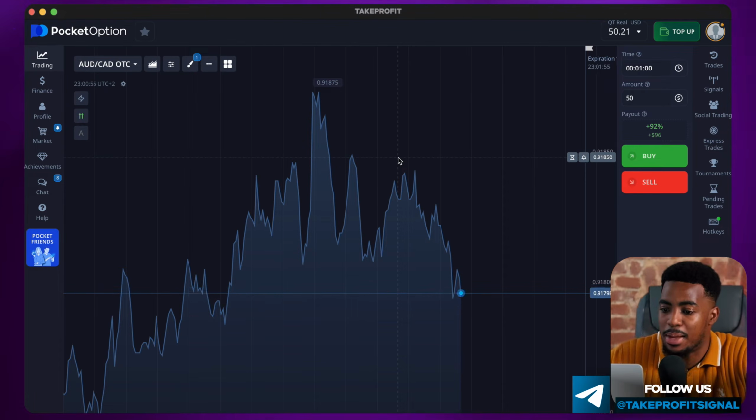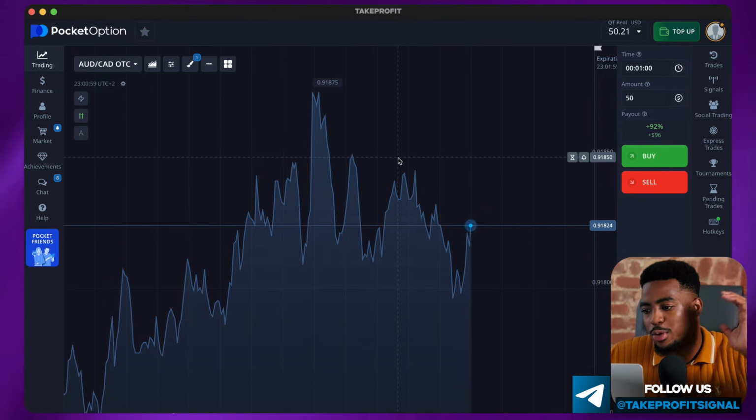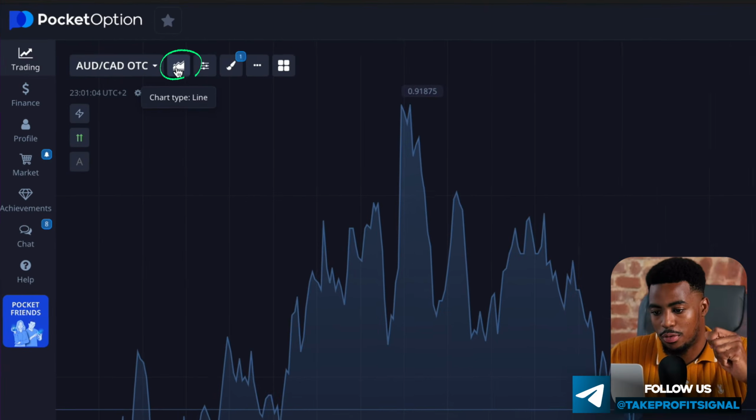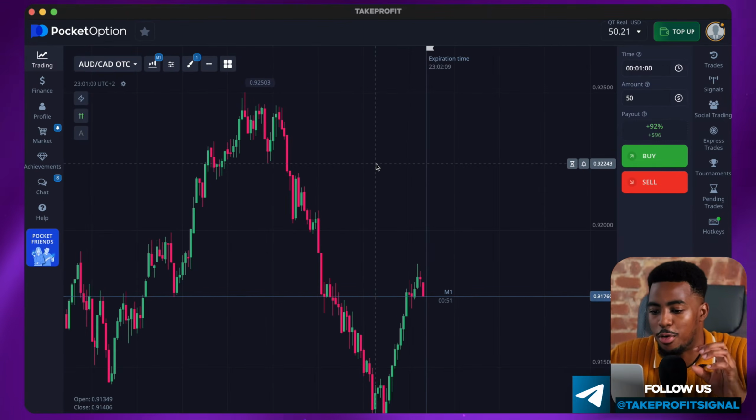Now let me explain step by step how to make profitable trades easily. Today I am trading on the Pocket Option platform, but you can use any broker. First of all, we need to switch to a candle type of chart. This is a very important step.